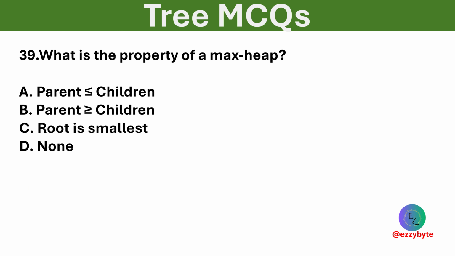What is the property of a max heap? Options are parent less than or equal to children, parent greater than or equal to children, root is smallest, and none. Option D is correct. In a max heap, every parent node has a value greater than or equal to its children.